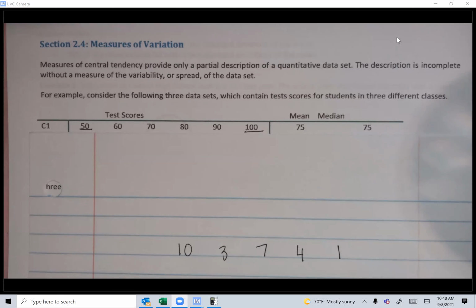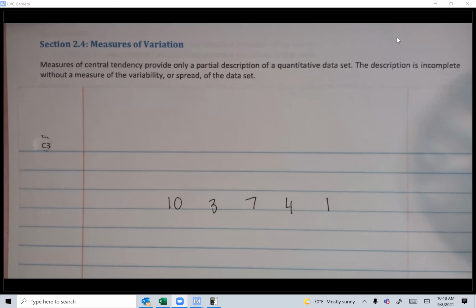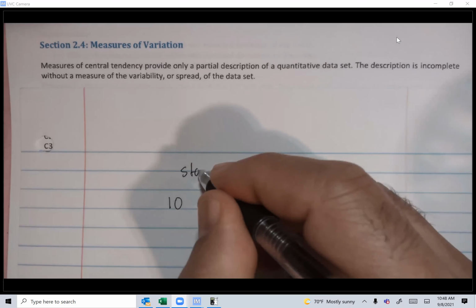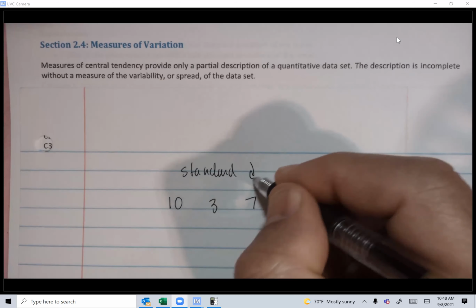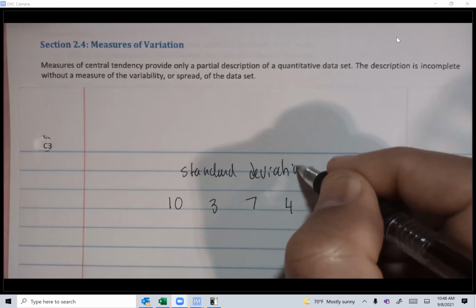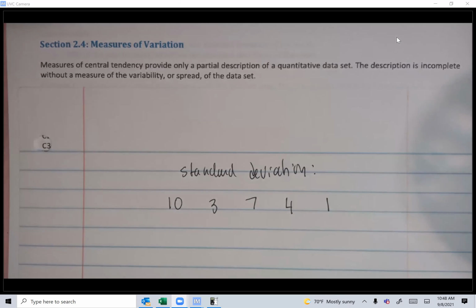Okay. So we have 5 values, guys. 10, 3, 7, 4, 1. I'm going to find the standard deviation of this data set. I'm going to show you the process and how to find the standard deviation of this data set. This is a sample, guys, that I came up with, and we're going to learn how to find the standard deviation. It's good to know how the formula works, guys, and then you can later use the calculator.